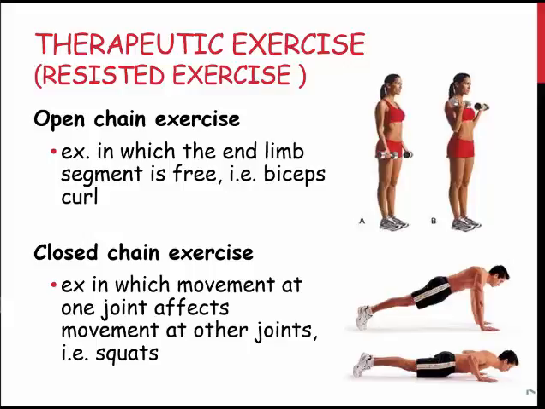So, with open chain exercises, muscle strengthening occurs on one side of the joint and movement is isolated to that one particular joint. These are good for targeting specific muscles for strengthening. With closed chain exercises, motion at one joint will produce motion at another joint, and muscle contractions occur simultaneously on both sides of the joint. These exercises are good for targeting groups of muscles and also in protecting joints, as less joint translation occurs with closed chain exercises.